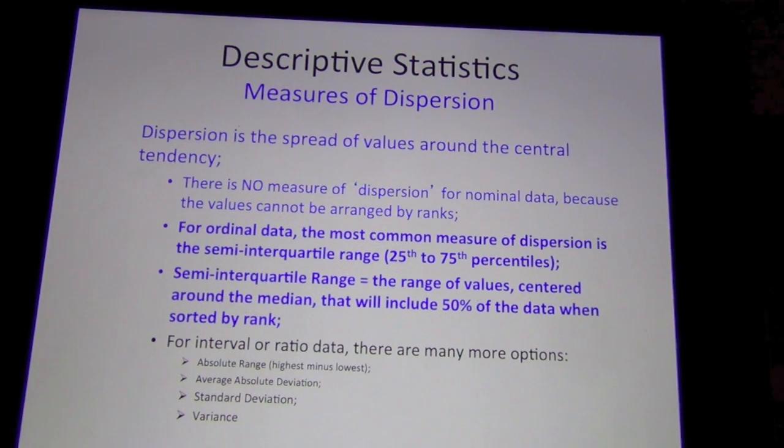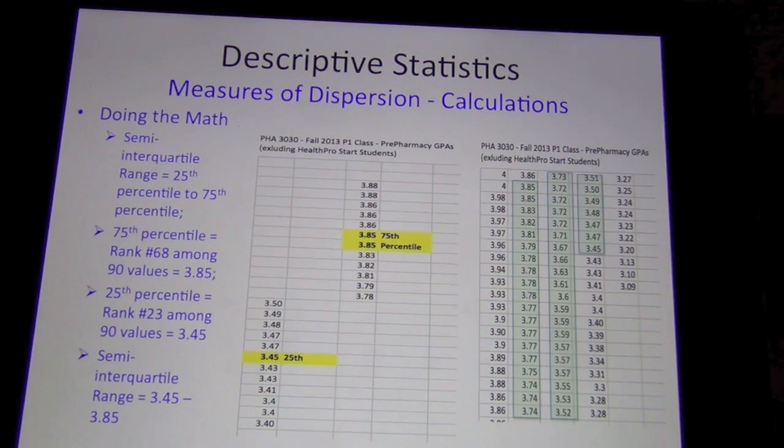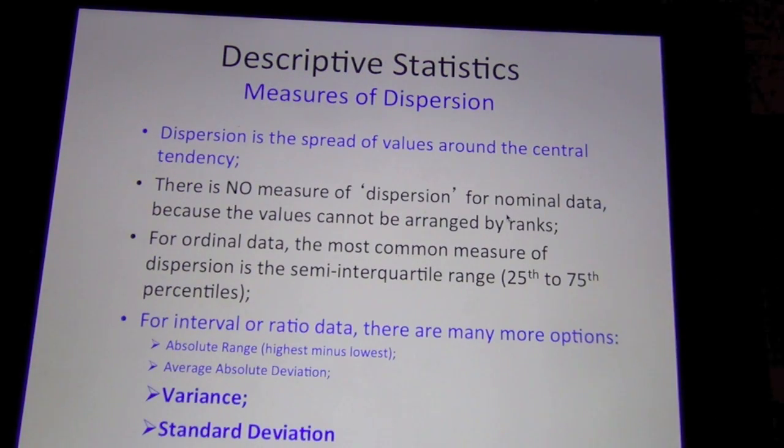It's the range of values centered around the median that will include 50% of the data. This just shows what it would look like for the semi-interquartile range. The 25th percentile is 3.45, and the 75th percentile is 3.85. So basically between 3.45 and 3.85 in this range of data, you captured 50% of the values. But we want to do a little bit more, and so with interval and ratio data, we've got more options, and variance and standard deviation are really our main options.